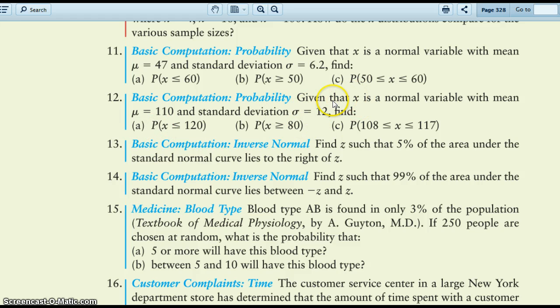For 12, we have x is normal, which gives us the mean and standard deviation. And we're trying to find the probability that x will be less than or equal to 120 with this information, greater than 80, and then in between 2 numbers. So 3 different types of problems. But all of them can be done using Excel.